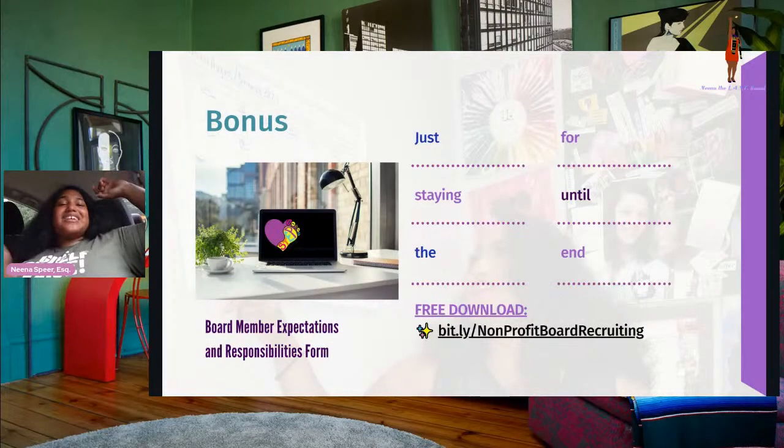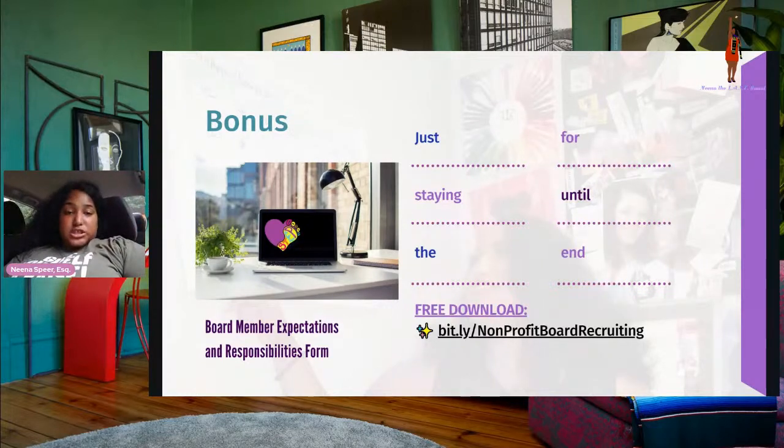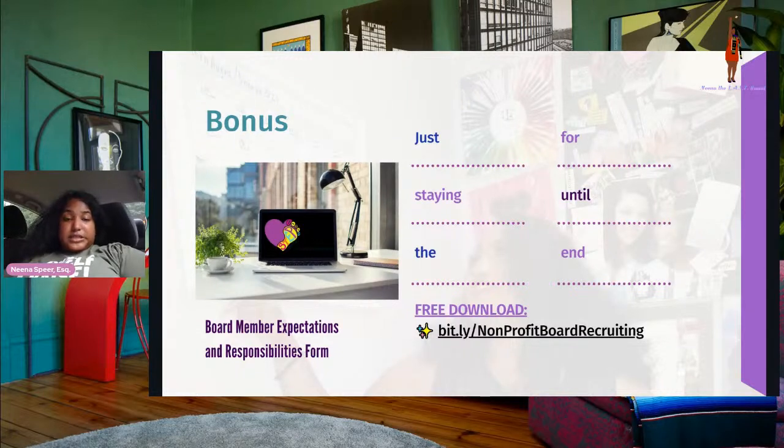But if you do want some help, okay, I have a special for you. It is a nonprofit board recruiting responsibilities form and expectations. That is just for staying until the end. So I had to do a little lead up to it. But because you stayed to the end, I want to reward you, and you will have our board member expectations and responsibilities form from my nonprofit. And it's just what we sent to people that were interested in being board members. These are our rules. These are our expectations. This is what we want from you. And we told them explicitly this is what you got to sign before you can move forward.